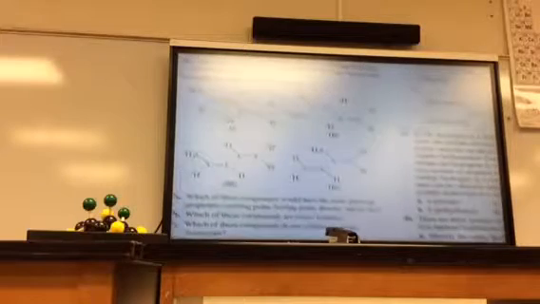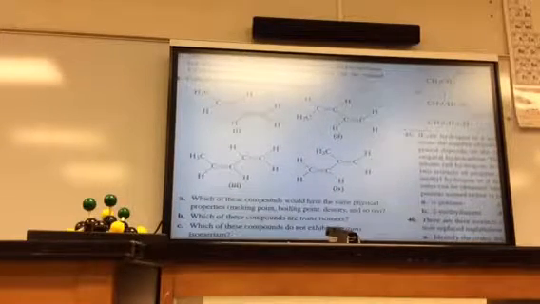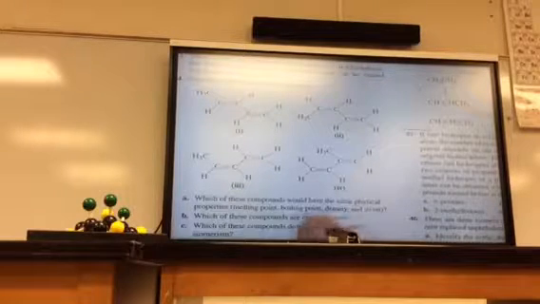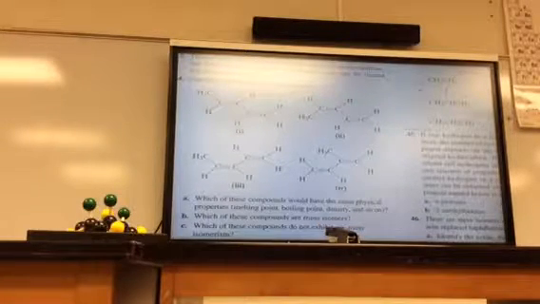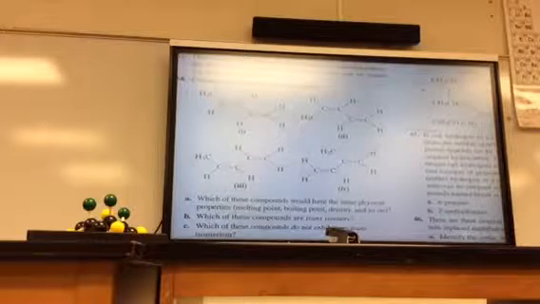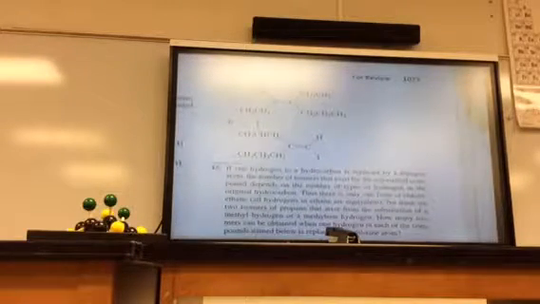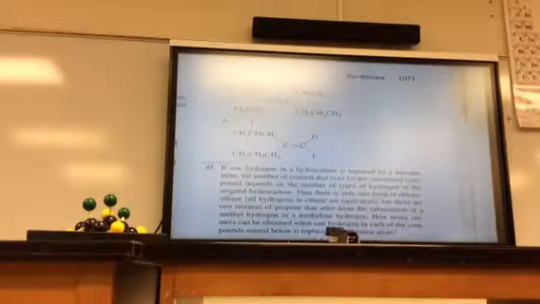And look, they're asking, which would you expect to have the same physical properties? Really what it's asking is, which of those structures are the same thing? Because if they're the same structure, they'll have the same melting point and boiling point and all that. Which are trans isomers, which do not exhibit cis-trans. 34 is a toughie. That's a good one. And I don't know why I didn't give it to you. I should have. So let's take a look at B.